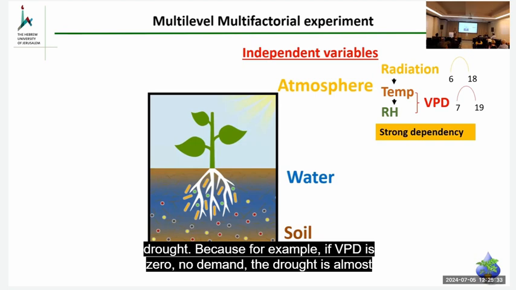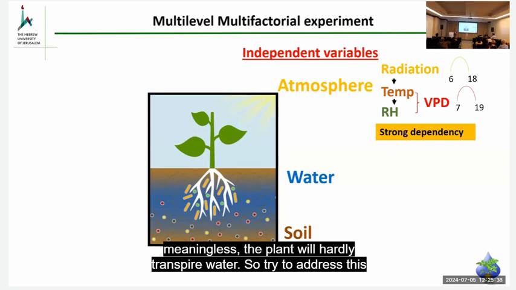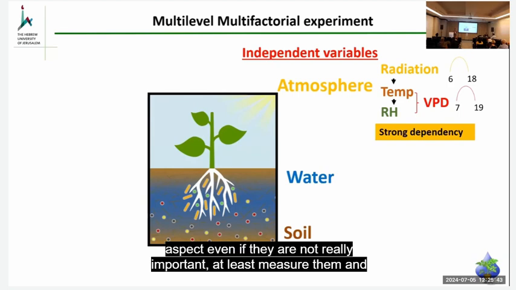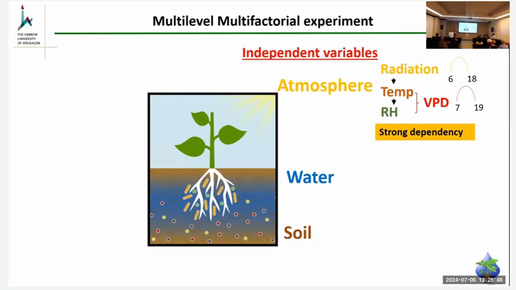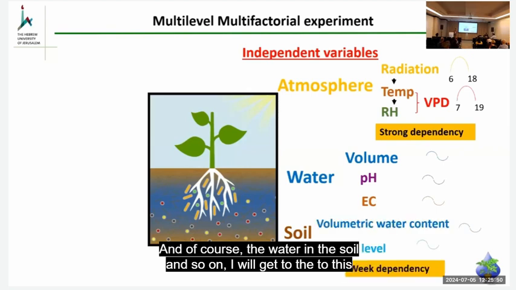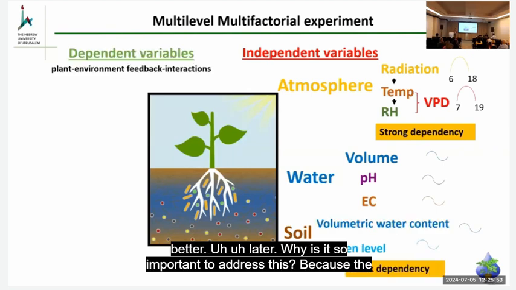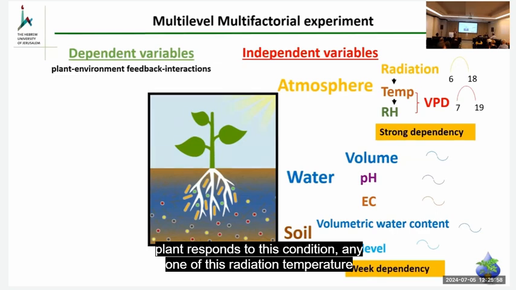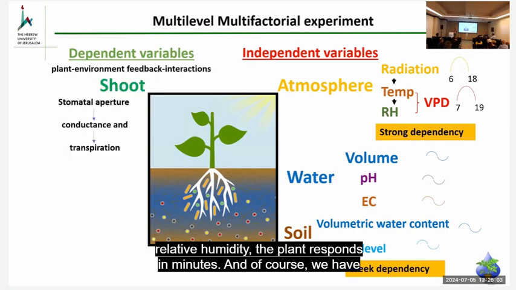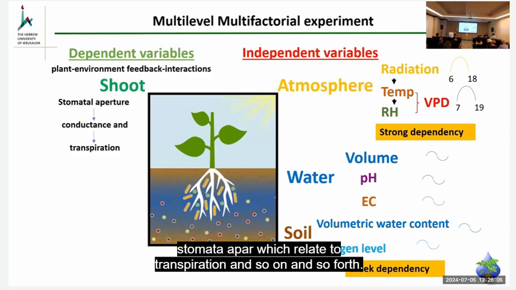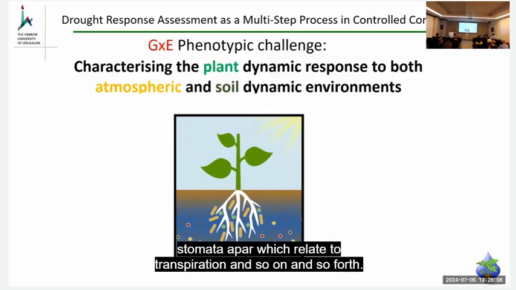Because, for example, if VPD is 0, no demand, the drought is almost meaningless. The plant will hardly transpire water. So try to address this aspect, even if they are not really important, at least measure them and report them. And of course, the water in the soil and so on, I will get to this better later. Why is it so important to address this? Because the plant responds to these conditions. Any one of these, radiation, temperature, relative humidity, the plant responds in minutes. And of course, we have stomatal aperture, which leads to transpiration and so on and so forth.